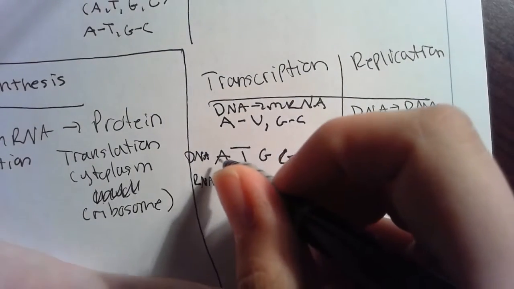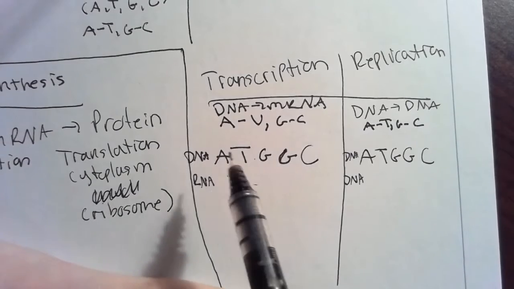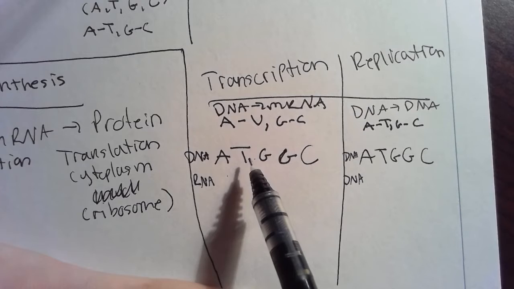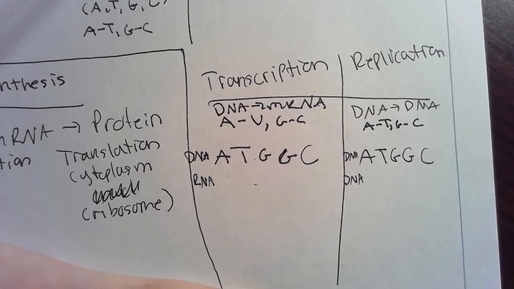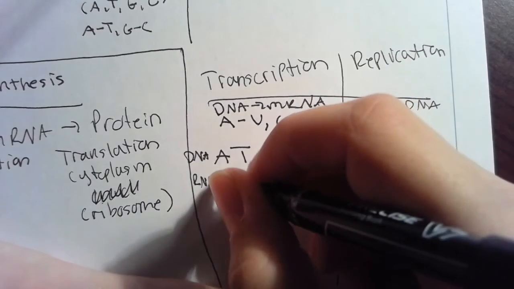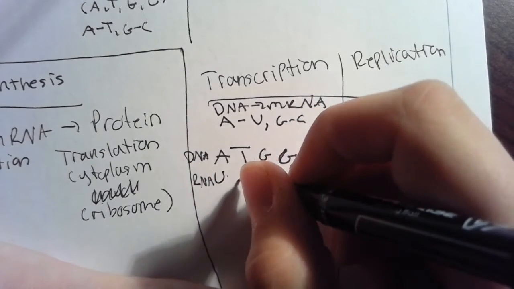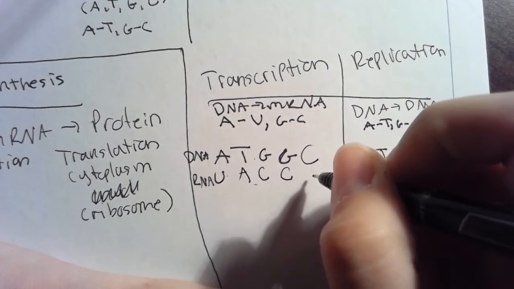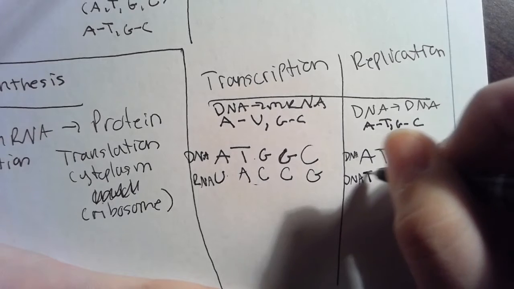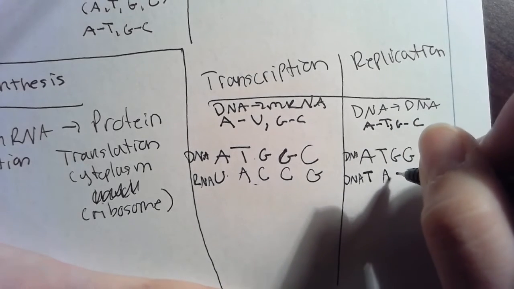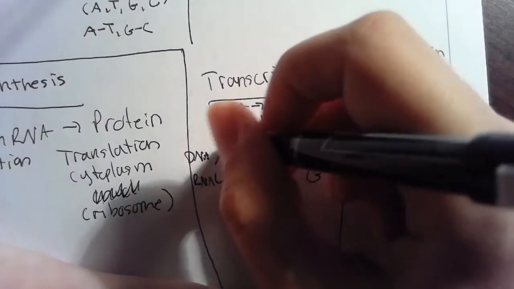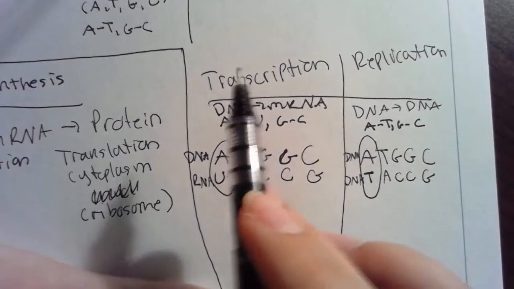Alright, so if I'm going through here, and I know this is DNA simply because I see thymine in it, so if you ever have a question about that, if you see thymine, you know it's DNA. If you see uracil, you'll know that it's RNA. So I'm just going to go through. A pairs with U because I'm transcribing it to RNA. U, A, C, C, G. Awesome. Alright, here, if I'm making DNA to DNA, A is still going to pair with T. T, A, C, C, G. Notice my difference is really just here. Alright, so that's transcription versus replication.